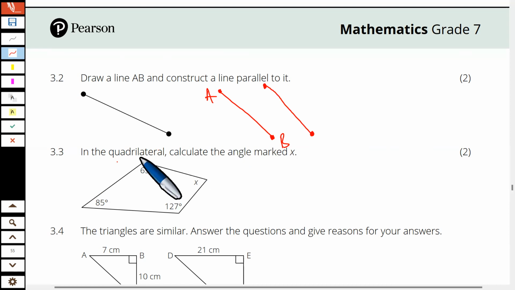Right. In the quadrilateral, calculate the marked angle X. I'm giving you 2 minutes to do the geometry 3.3, and then we shall do it together.